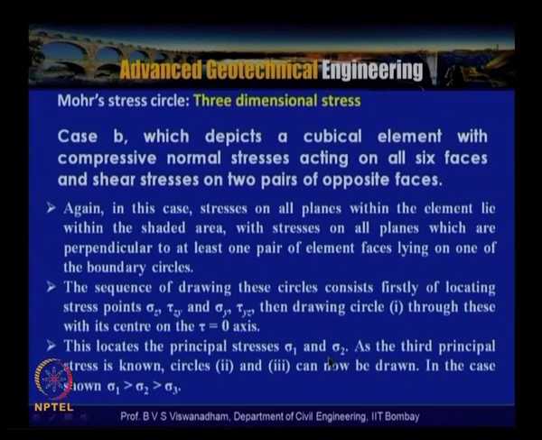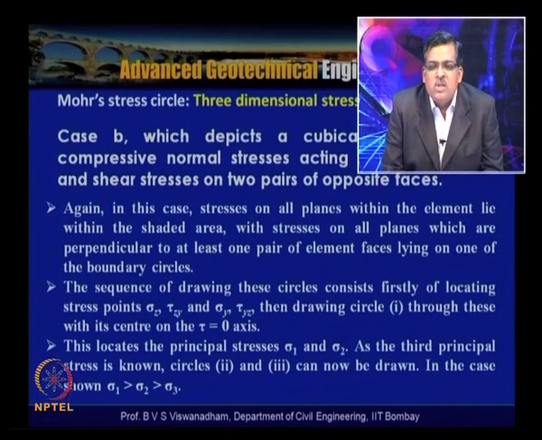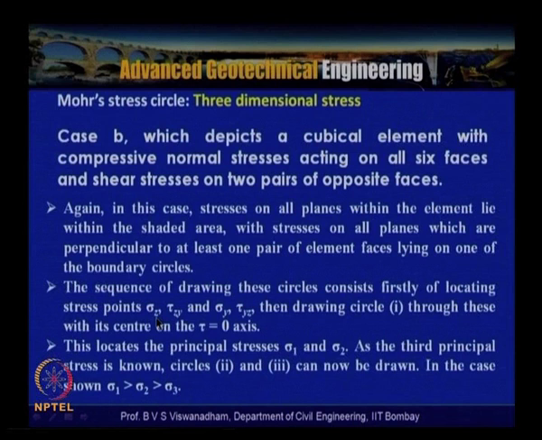So, in case B, which depicts a cubical element with compressive normal stresses acting on all 6 faces and shear stresses on 2 pairs of opposite faces, again the stresses on all planes within the element lie within the shaded area, with the stresses on all planes perpendicular to at least one pair of element faces lying on one of the boundary circles. The sequence of drawing these circles consists of first locating the stress points sigma z, tau zy and sigma y, tau yz, then drawing the circle.